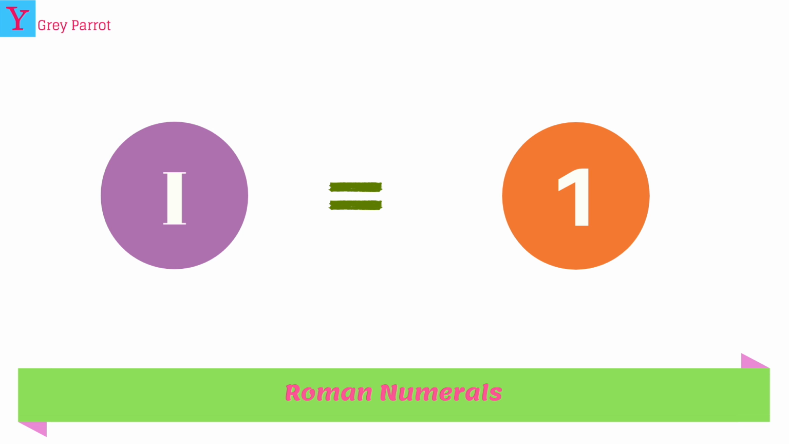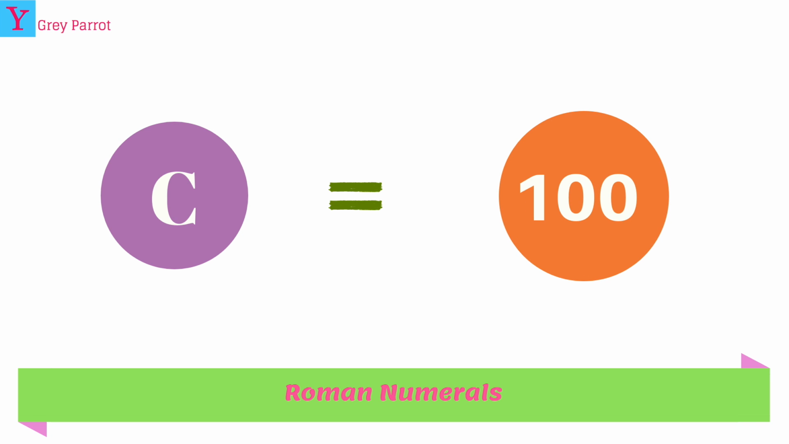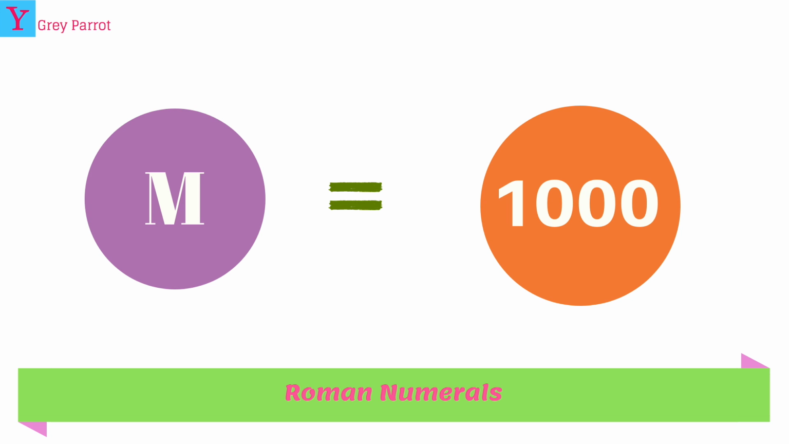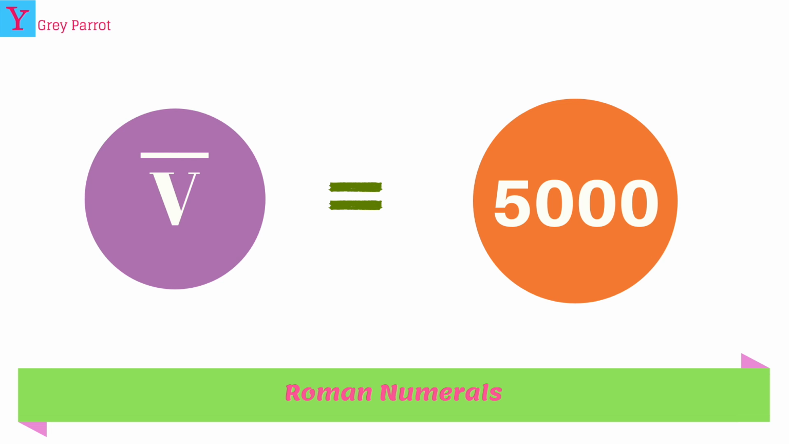Now let's look at some Roman numbers. I equals 1. V equals 5. X equals 10. L equals 50. C equals 100. D equals 500. M equals 1000. If you have a V and put a bar on top, it equals 5000.